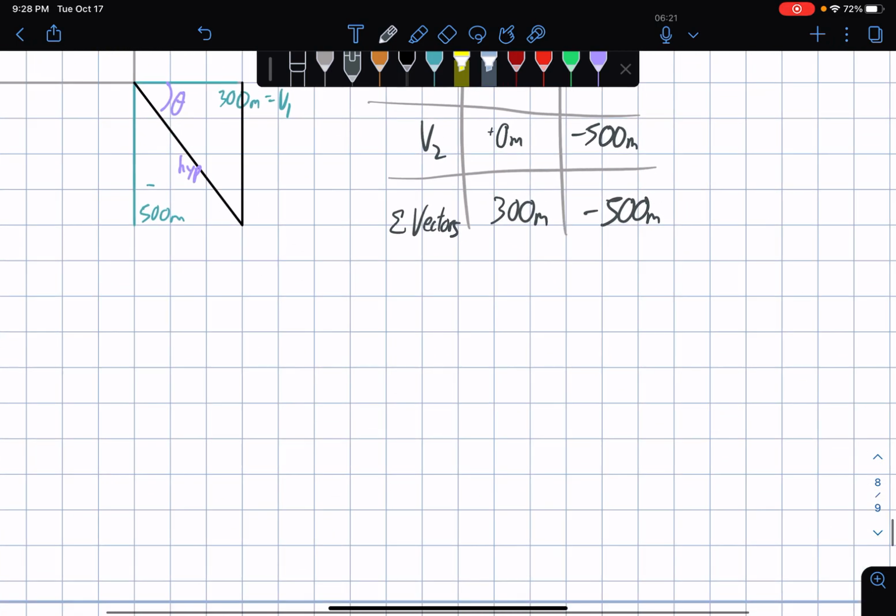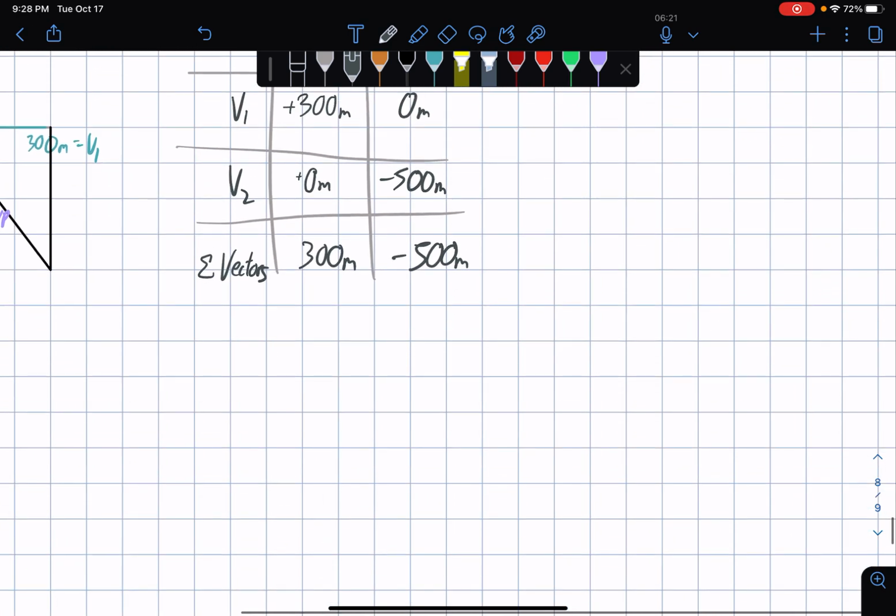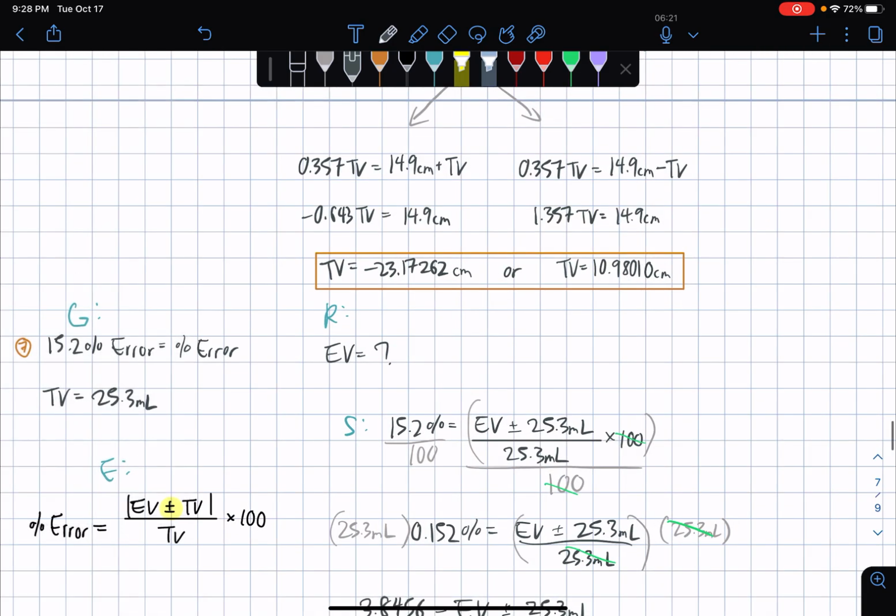So after we get the summation of vectors, we can make the next Cartesian plane na. So x and then y. 300, negative 500.